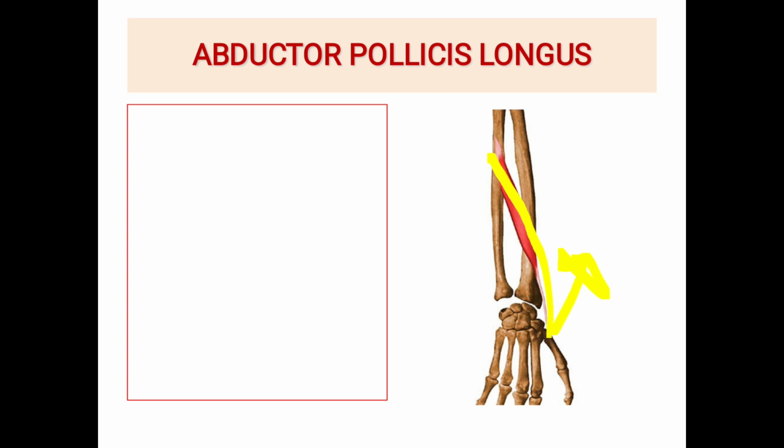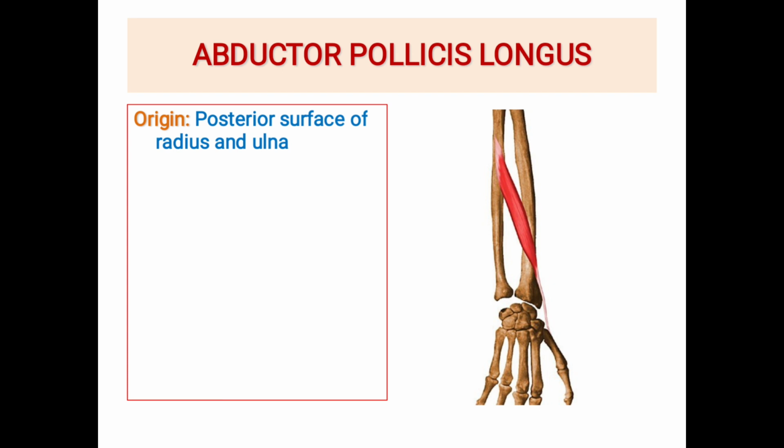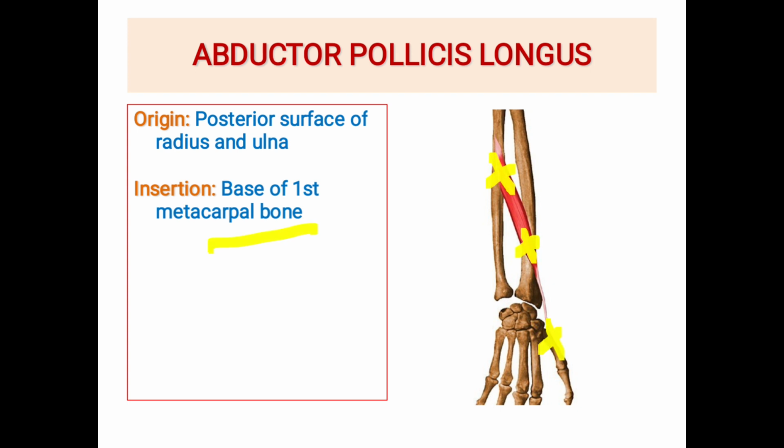So, you have the origin, radius and ulna. I will mark the origin. We have the ulnar origin and you have the radial origin, and this is the insertion. Base of the first metacarpal. Sorry, no overshoot.